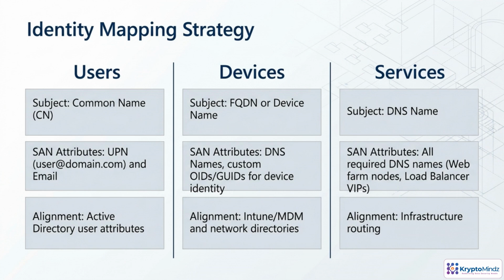For identity mapping, treat users, devices, and services differently, but align all of them with your IAM model. User certificates should map cleanly to a single account, common name plus UPN and email in the SAN, driven directly from AD attributes. Device certificates should favor stable technical identifiers, FQDN or device name, with DNS or GUID-style SANs that match Intune or MDM records. Service certificates should prioritize routing, DNS names in subject and SAN that reflect all endpoints and load balancer VIPs.